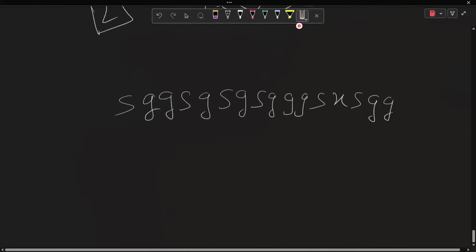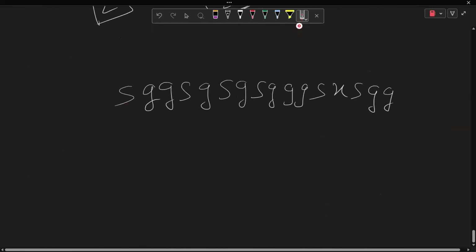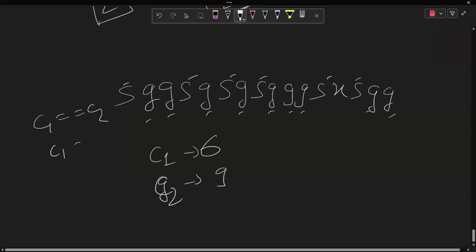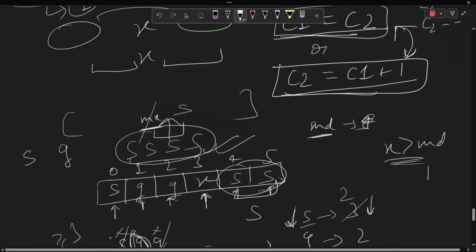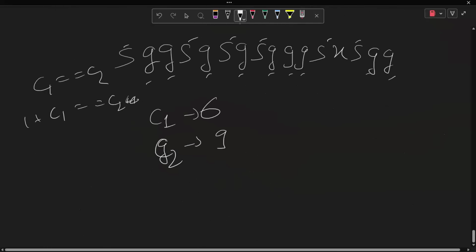Maybe you can reduce more. Let's say the count of C1 is here only. You can see 1, 2, 3, 4, 5, 6. The number of s is 6, and the number of g is 1, 2, 3, 4, 5, 6, 7, 8, 9. So if you check like this, C1 equal to C2, or C2 equal to C1 plus 1, it is not satisfying this.